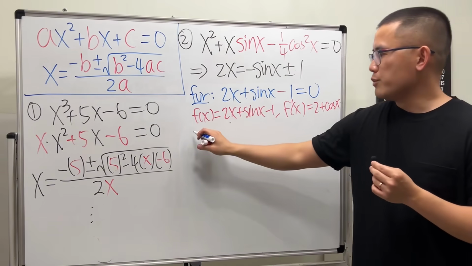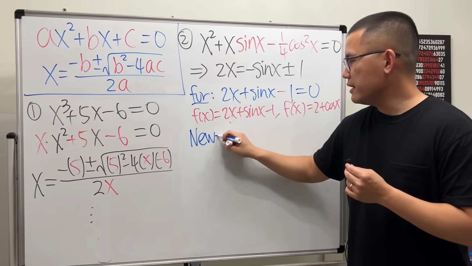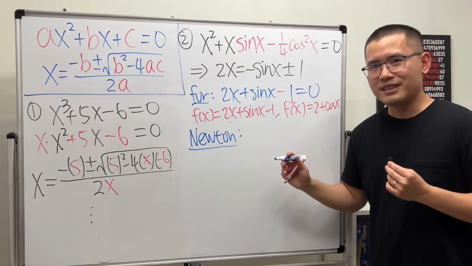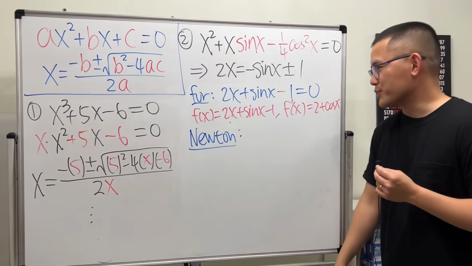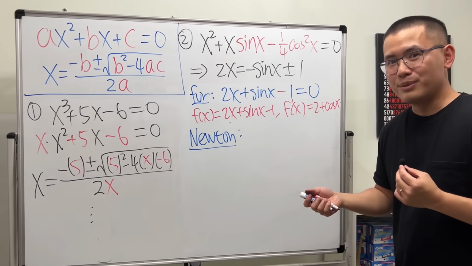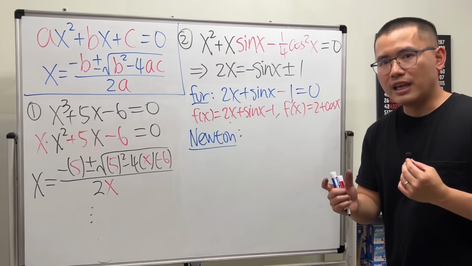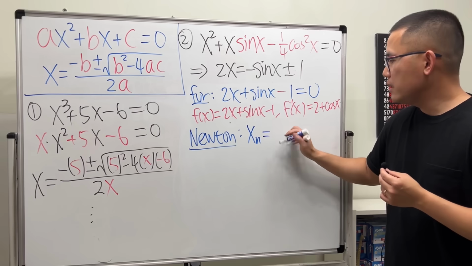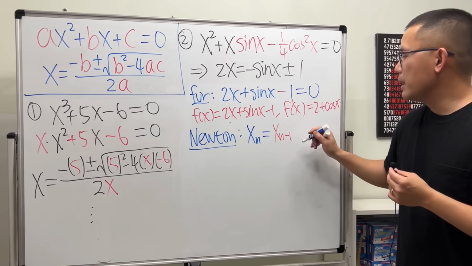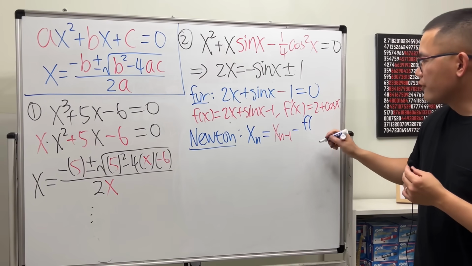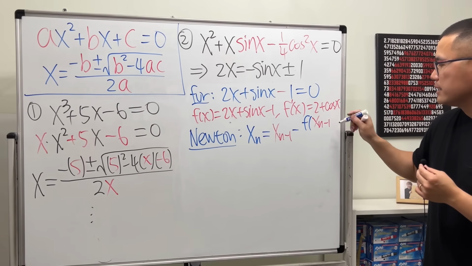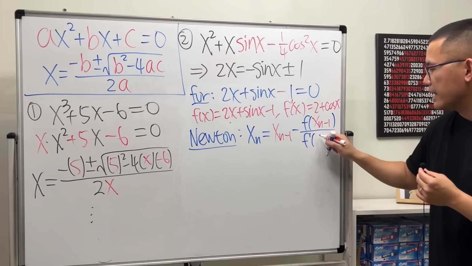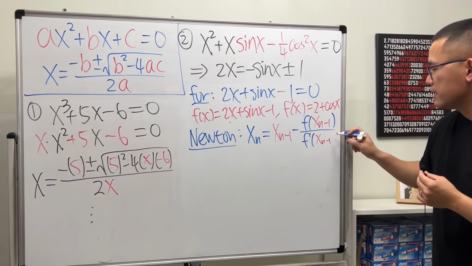And now, let me remind you guys what Newton's method is. I have done a video on this, so you guys can go check that out. The link will be in the description. We are doing iterations pretty much. You start with an initial guess, and after that, the next x value will be the previous x value minus the value of the function at that previous x value divided by the derivative at that previous x value.